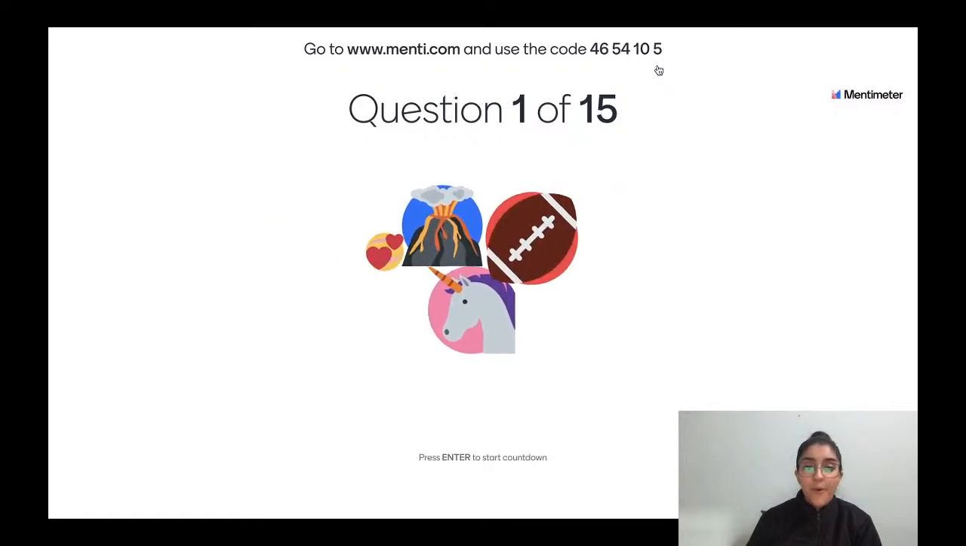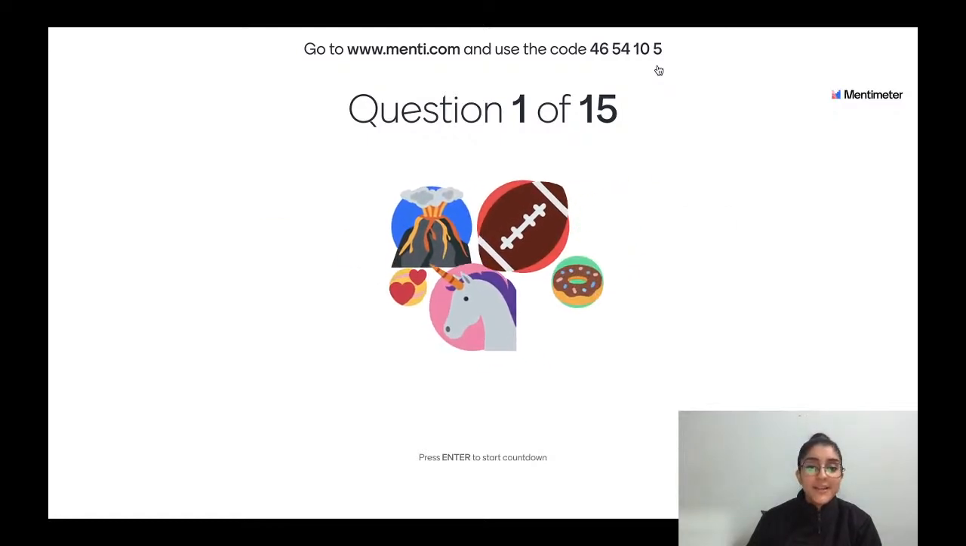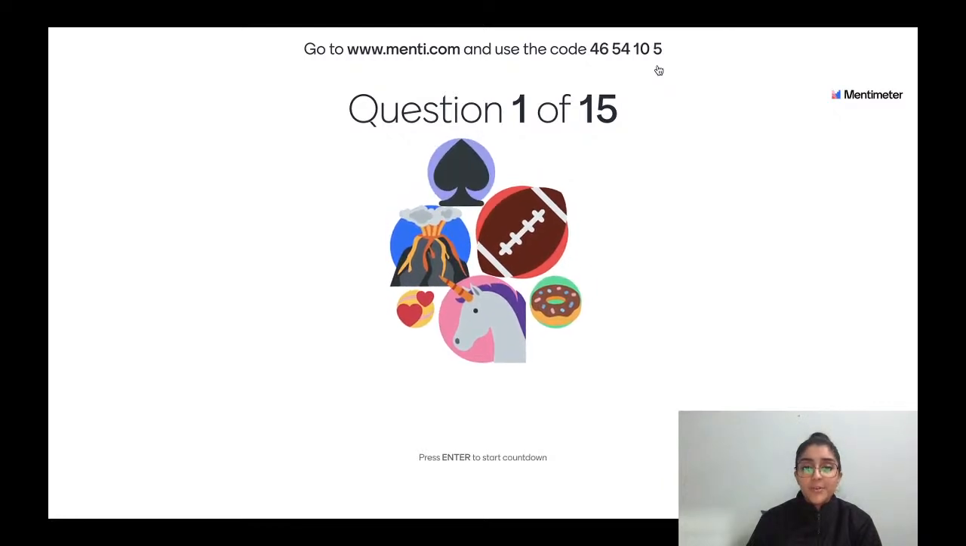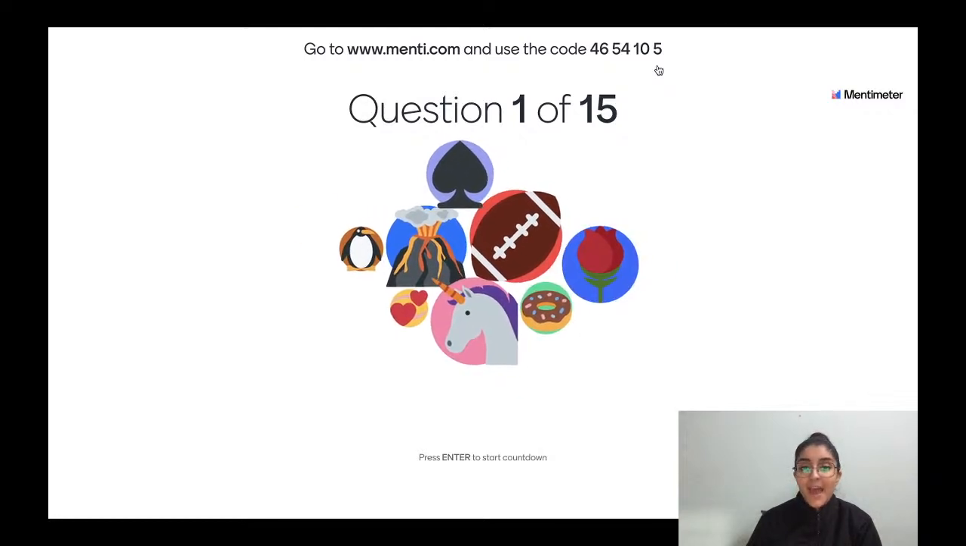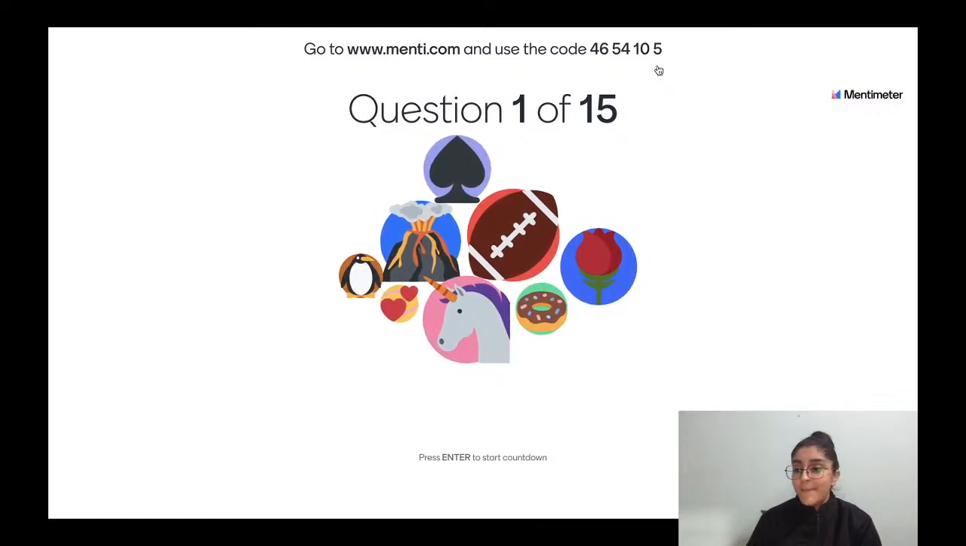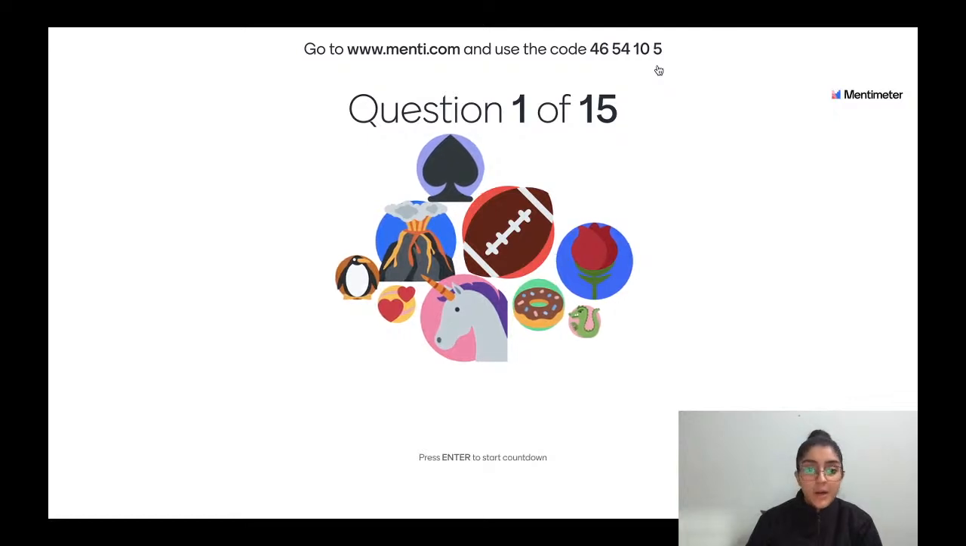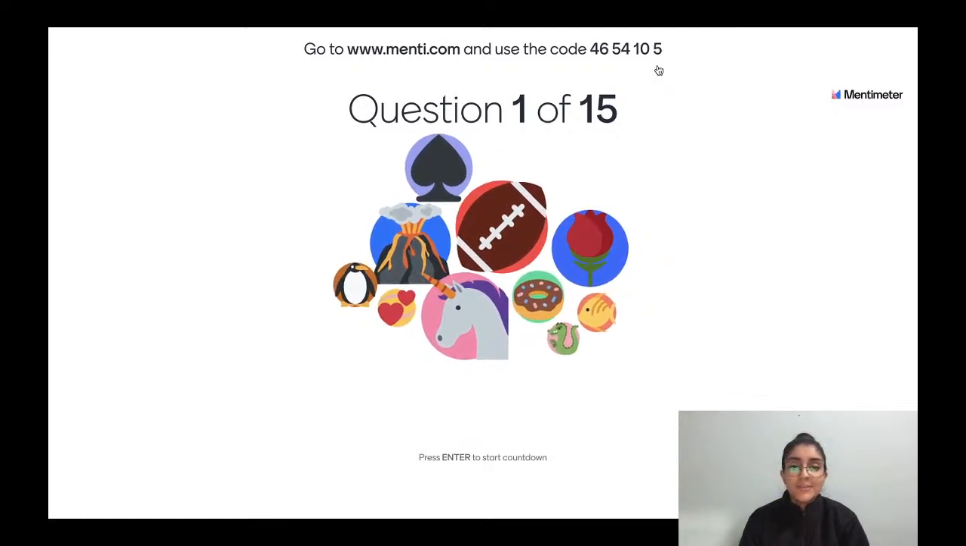I can see a volcano just entering. And here's a unicorn and a football and hearts. And there's a donut that I really love. Then I have a spade. Welcome, guys. I have a penguin and a rose. Here comes, I would say, a dinosaur. I believe that's a dinosaur, a flying one. Okay, Purnam, you're at the heart. Pavitra, what's down? Okay, Saksham, you are the volcano. Purnam is the heart. And here's a beautiful fish, a cute one.